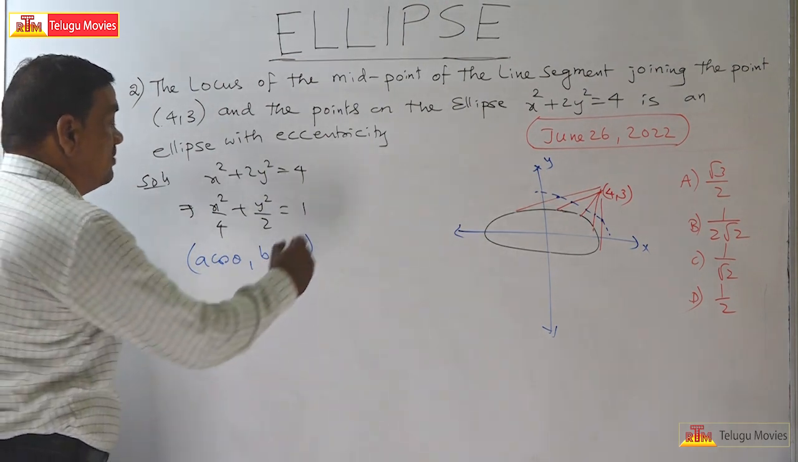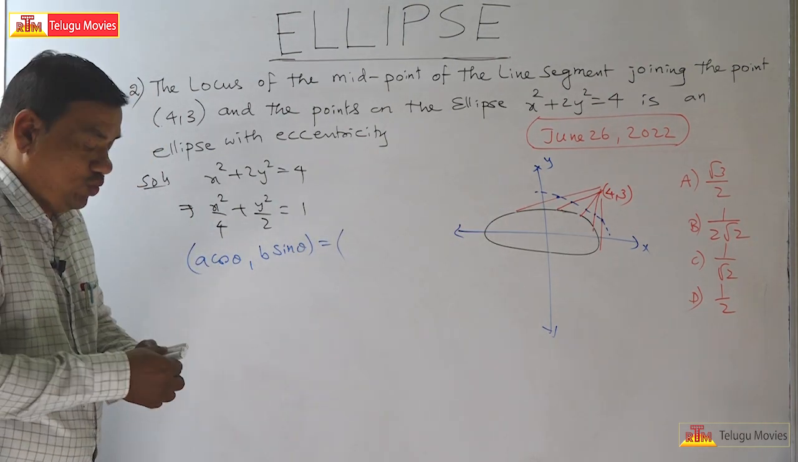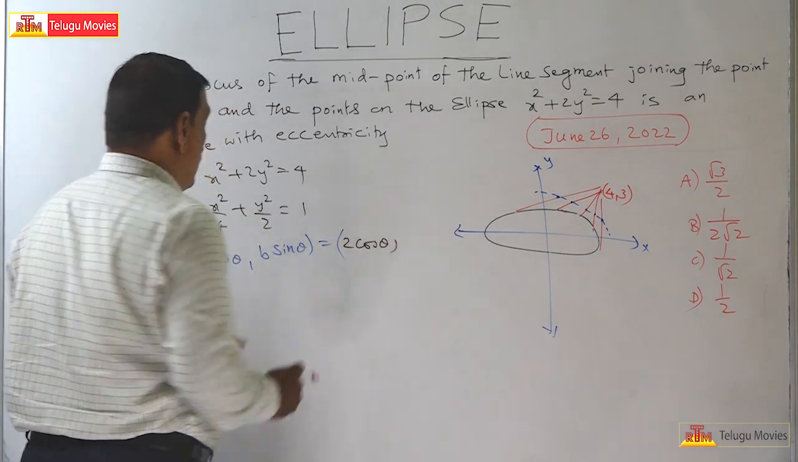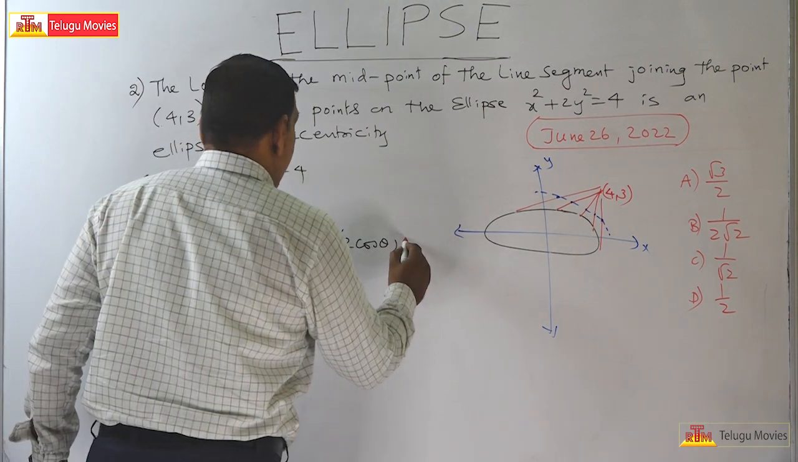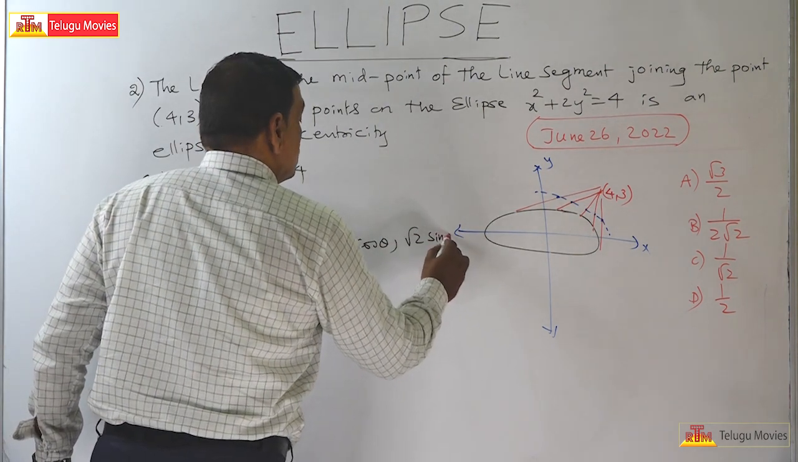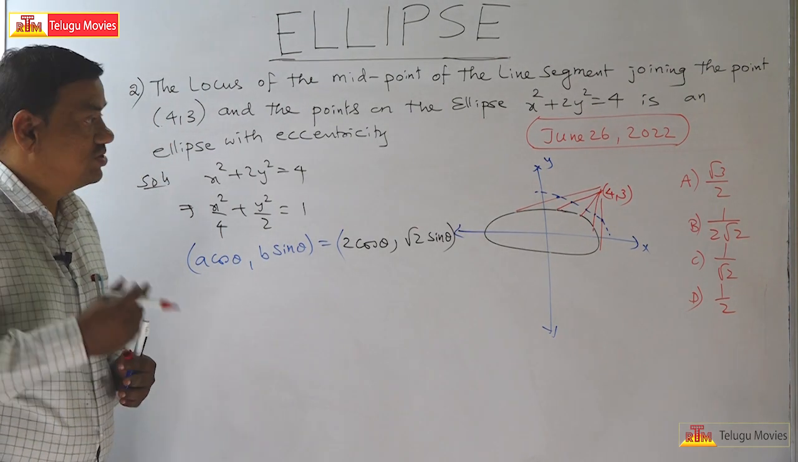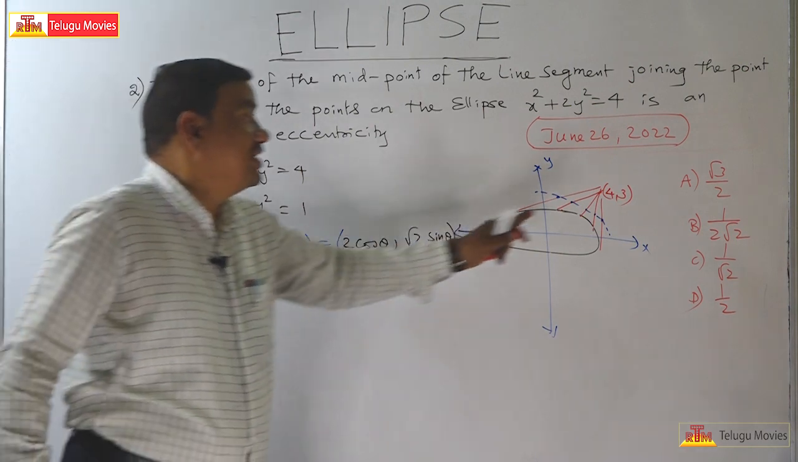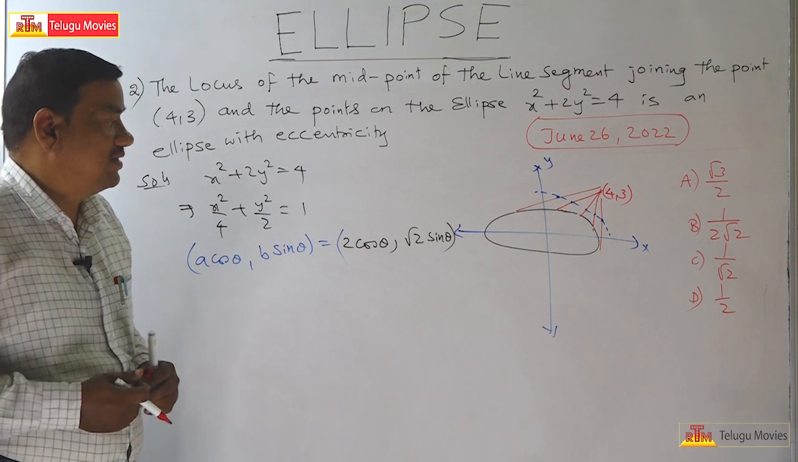So, what is your a? The value of a is 2, so that is 2 cos theta. And what is your b? b square is equal to 2, therefore b is equal to root 2, so root 2 sin theta. Therefore, (2 cos theta, root 2 sin theta). Okay now, these are the endpoints. One endpoint is (4, 3), and the other endpoint is (2 cos theta, root 2 sin theta).